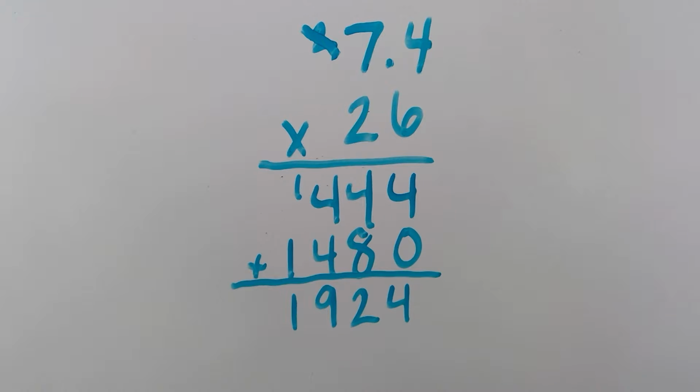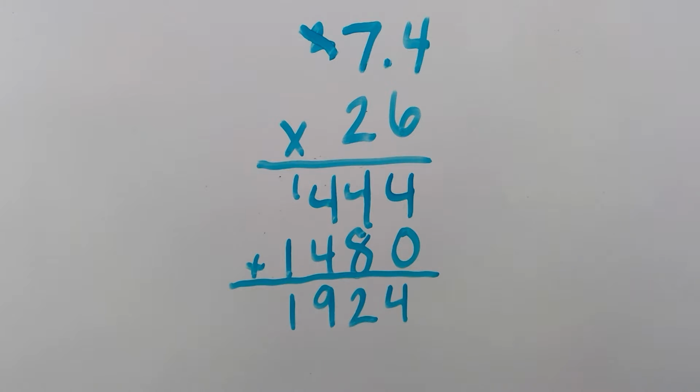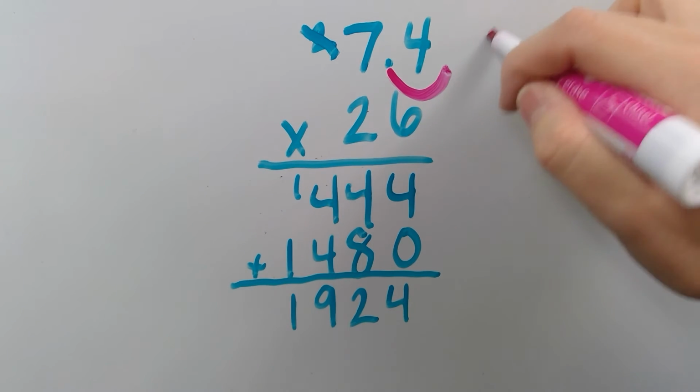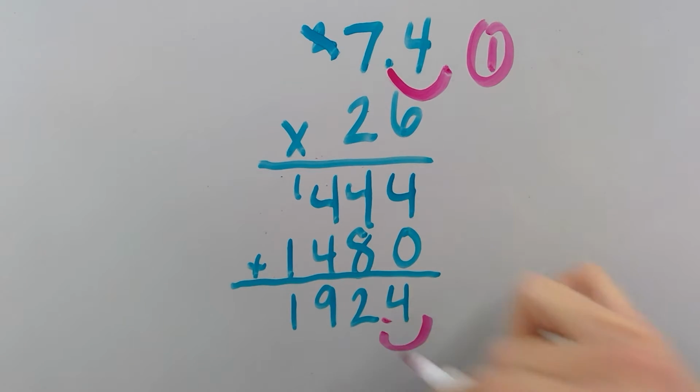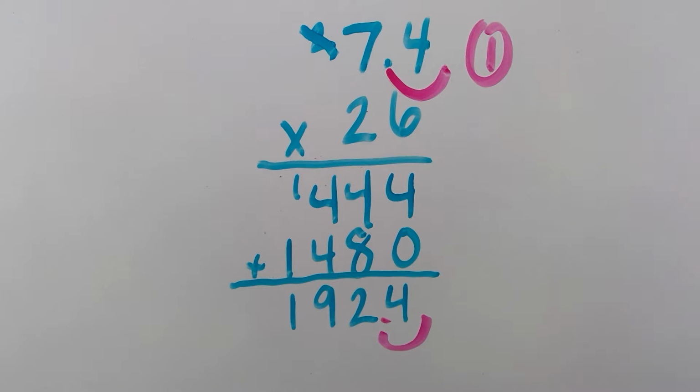Now, that is not my answer because I haven't shifted the decimal in yet. So I have to look at my original numbers, count the decimal places. 1 place in, nothing here, so I just go 1 place in, and my answer becomes 192 and 4/10.